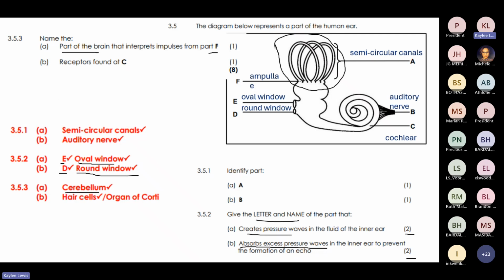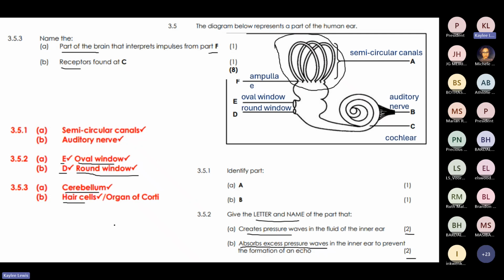And then they said, name the receptors found at C. So C is a cochlea. What are the receptors in there? Well, it would be the hair cells of the organ of Corti. So the organ of Corti consists of the hair cells, and it's important to know it's the hair cells that are going to detect the stimulus and generate an impulse. And like I said, because it's in the cochlea, because it has to do with hearing, that will go along the auditory nerve to the cerebrum.